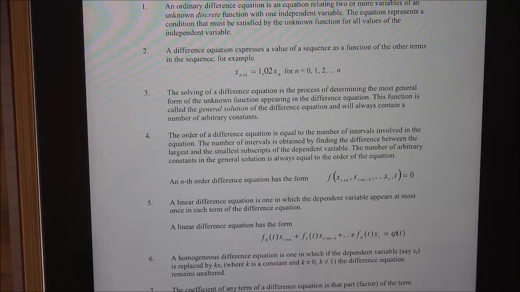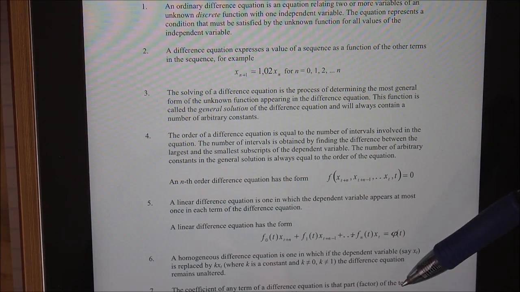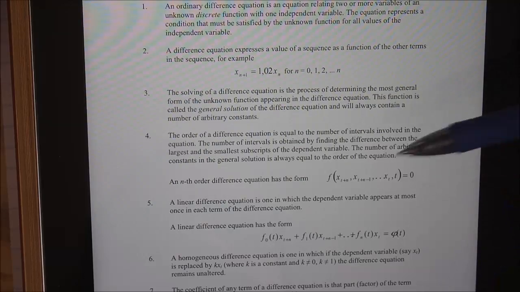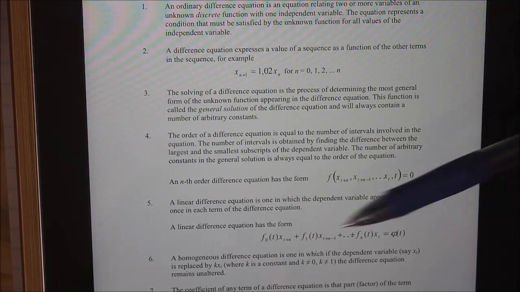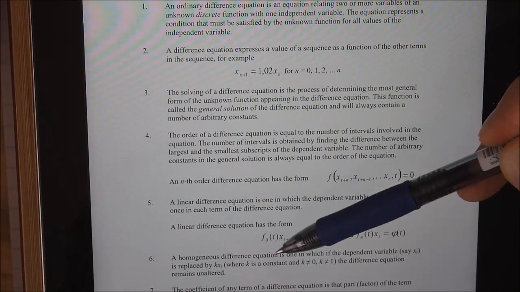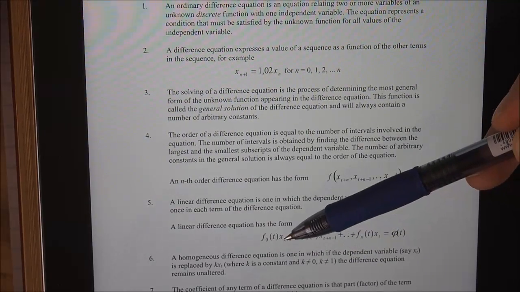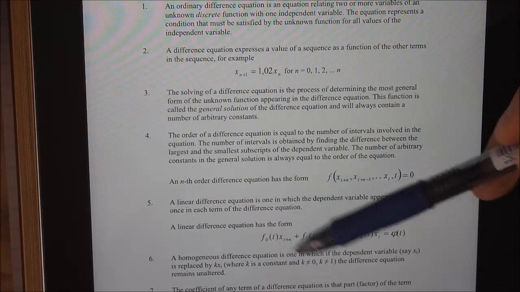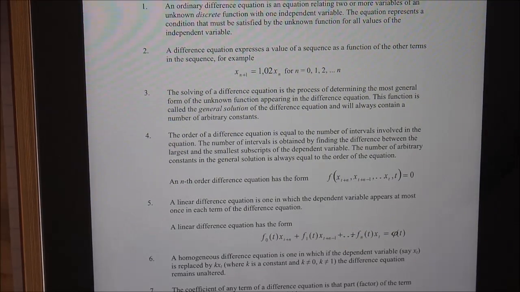And finally, the coefficient of any difference equation is the part of the term that does not involve the dependent variable. So in this form here, f_0(t) is the coefficient, and you can see that it doesn't necessarily need to be constant. It can be a function of this other term t. It just mustn't be a function of x. Okay.